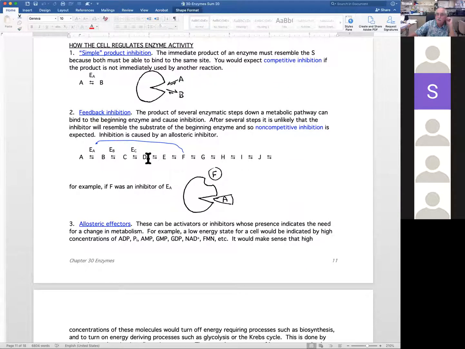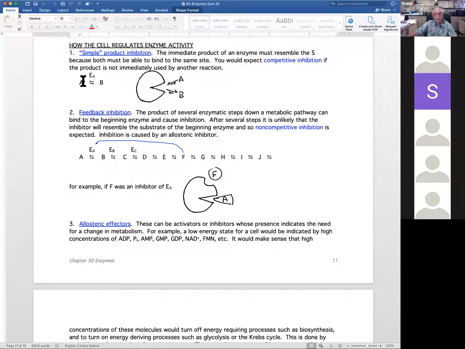So how does the cell regulate enzyme activity? Well, one of them is simple product inhibition. The product itself inhibits in a competitive manner the interaction between A and the enzyme. So for example, if B is not being used up, its concentration goes up, and it's going to become a competitive inhibitor for A.